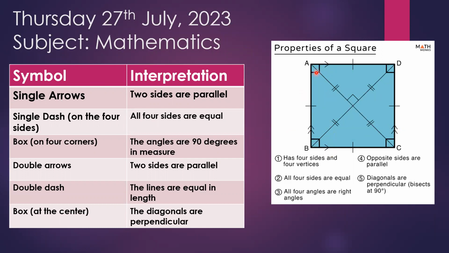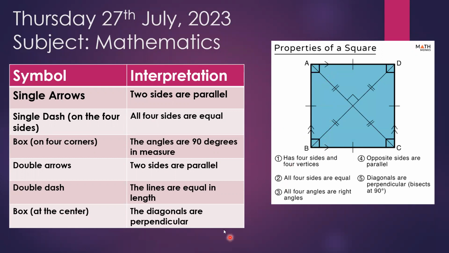All four sides are equal. The single arrow... Oh. Two sides are two parallel. The two sides are parallel. Okay.